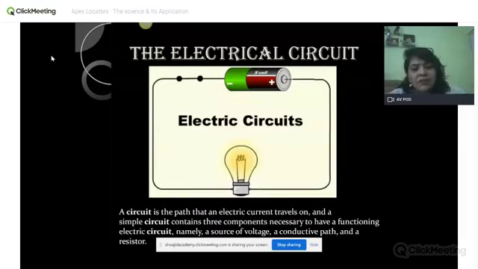A basic electrical circuit is a path where an electric current travels on a simple current circuit, and there are just three basic components. You need a source of voltage, you need a path, and you need a resistor. Now, unless these components are there, the functioning of an electric circuit is not possible. So remember that it is the same electrical circuit that functions even in your Apex Locator.